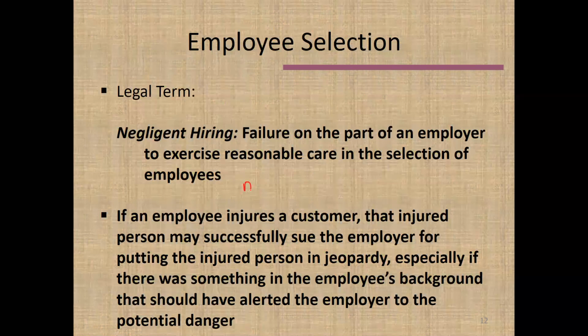The other term is negligent retention. This is the idea that once an employer knows that an employee is bad news, he's making some bad choices, and that employer doesn't terminate that employee, or doesn't at least significantly monitor him, retrain him or her, then if that behavior continues or escalates, the court, or more likely the jury, might conclude that there's a negligent retention situation.